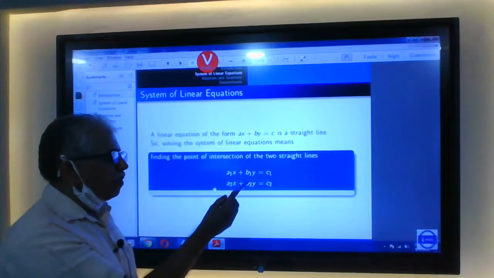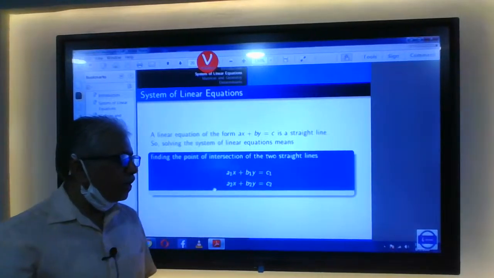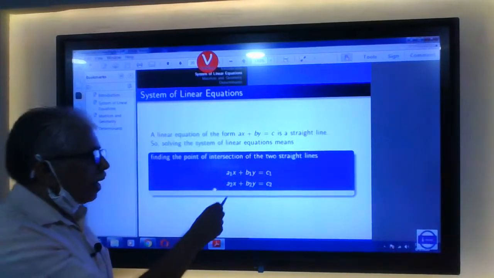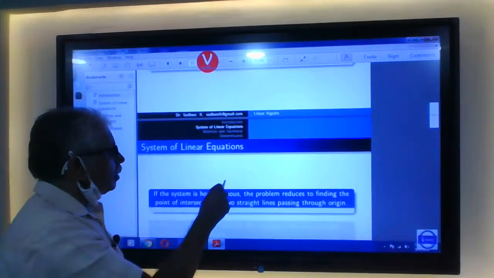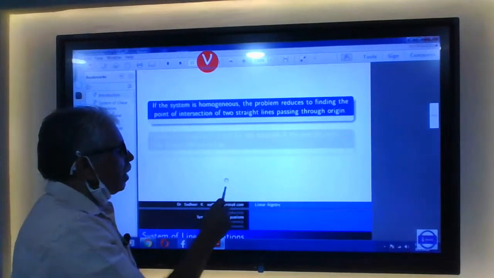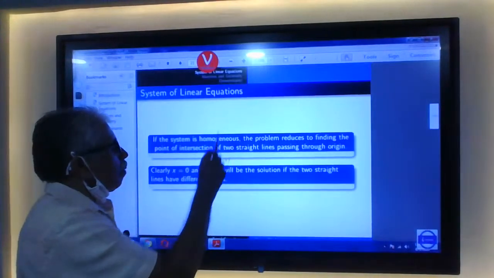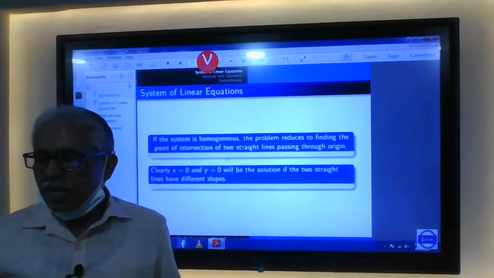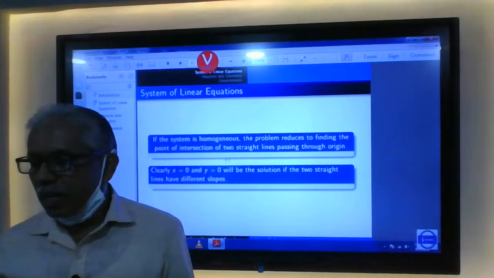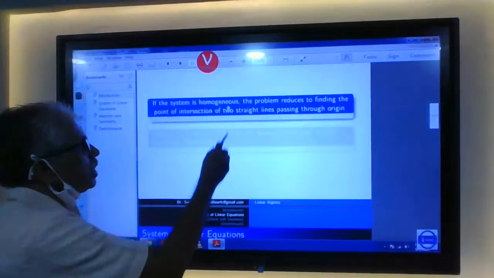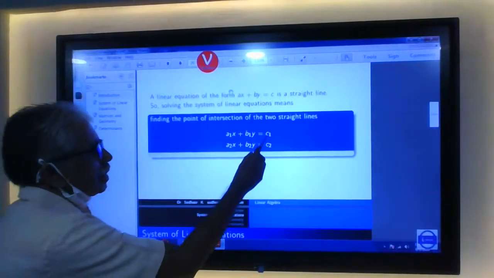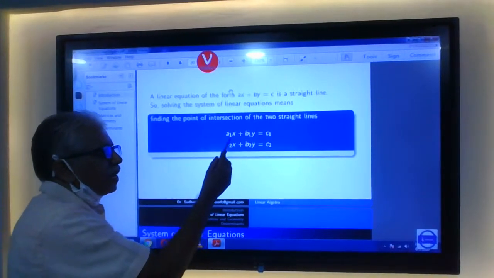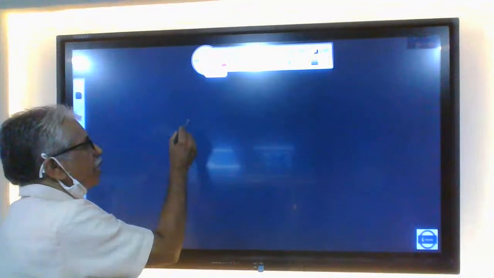If A1x plus B1y equal to C1 and A2x plus B2y equal to C2 are two linear equations, then they will represent two straight lines. And in the case of a homogeneous system, because the constants are 0, the two straight lines should pass through the origin. Why? Because in the case of a homogeneous system, C1 and C2 will be 0. So what will the equations look like? A1x plus B1y equal to 0.